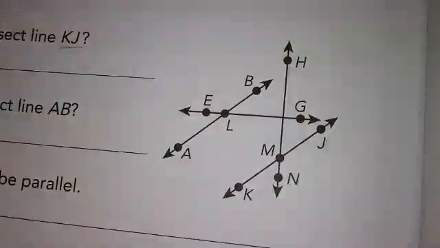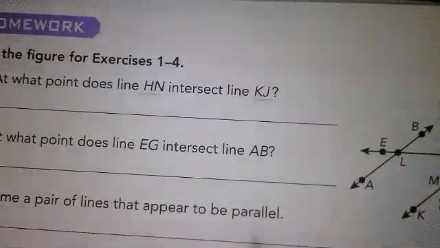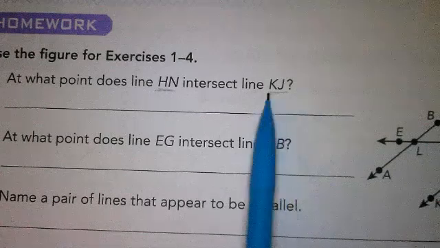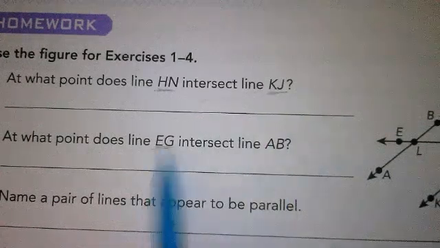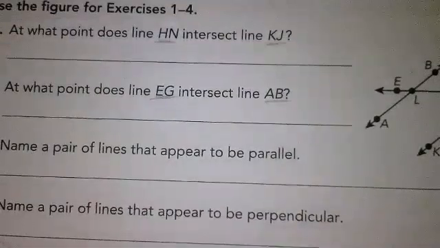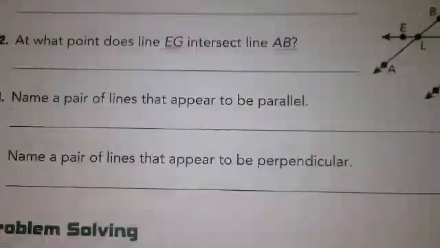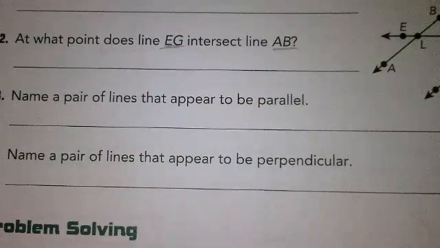Just remember, there's going to be a lot of letters here. You're only looking at the letters it wants you to look at. So make sure you read the problem and look at it. It's going to give you two lines. Here it gave us HN and KJ. Number 2, EG and AB. Okay? On number 3, it doesn't give you any lines. It wants you to pick two lines that appear to be parallel. So then you have to name those lines, right? You're going to have to grab those lines, grab the letters, and write them in. Okay? Same thing with number 4. Name a pair of lines that appear to be perpendicular.